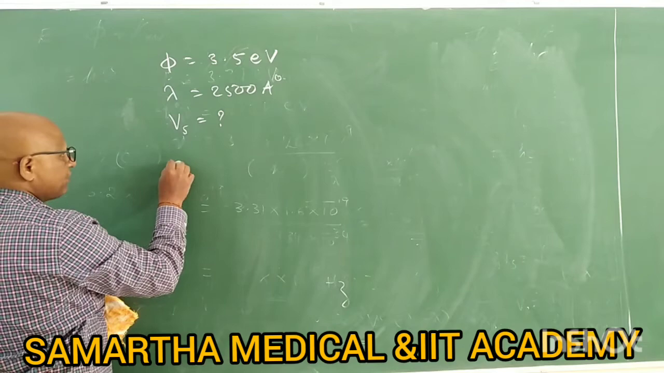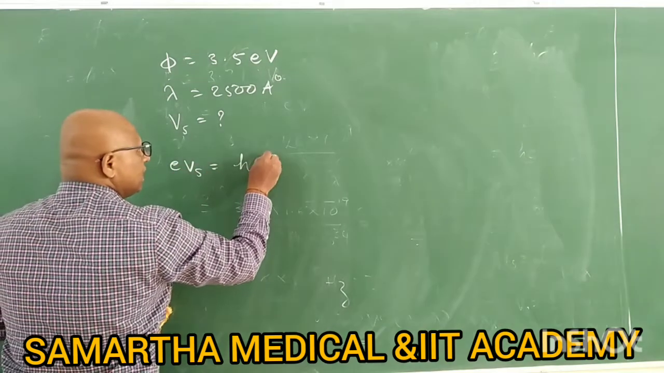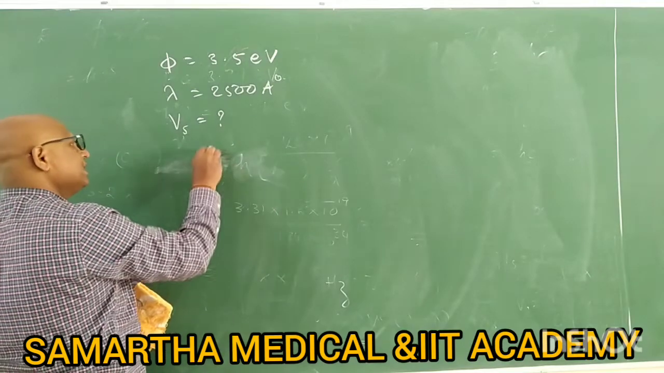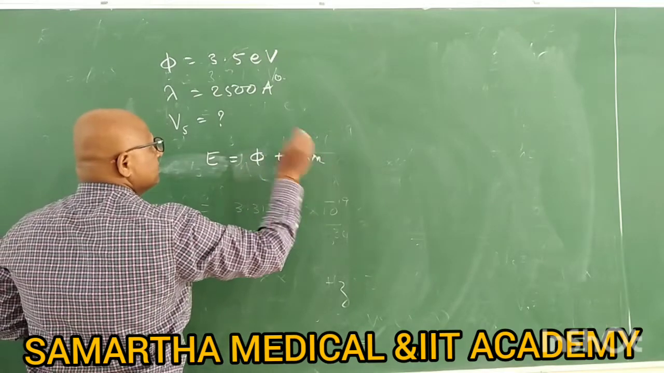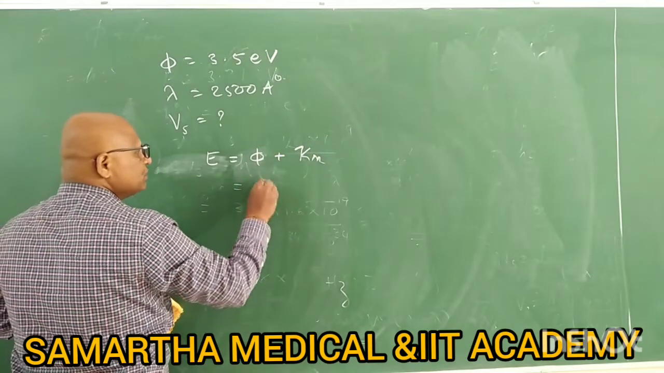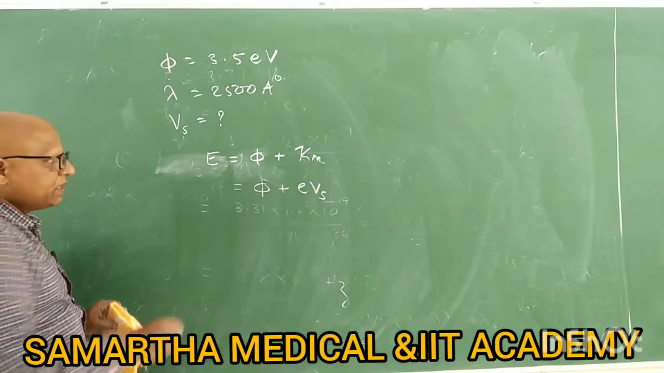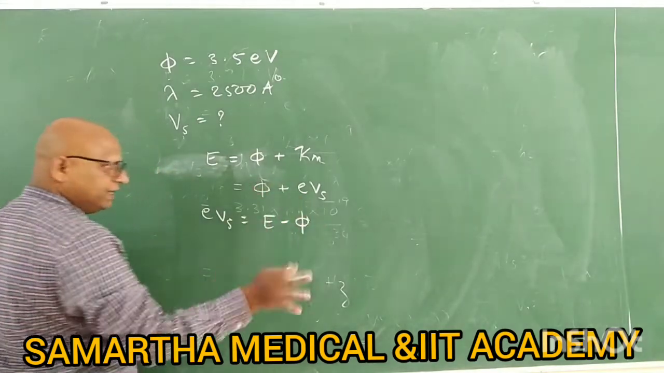Okay, let us use this equation. EVS is equal to... sorry, let us use the direct equation. E is equal to work function plus Kmax, right? In the place of Kmax, let us use EVS, because Kmax and EVS are nothing but the same. Now EVS is equal to E minus phi, right?